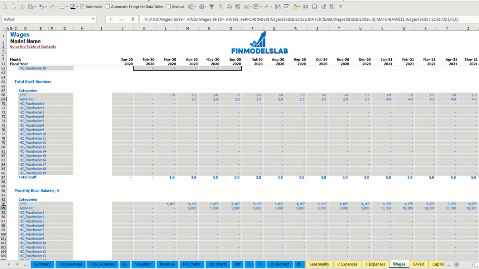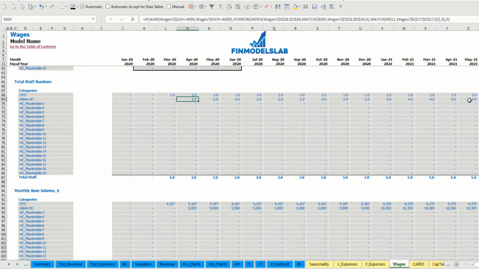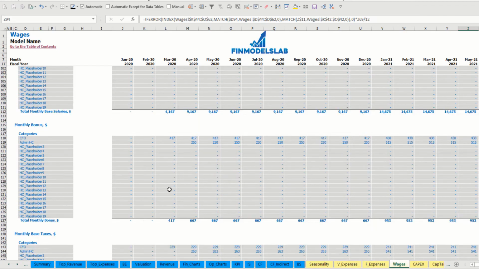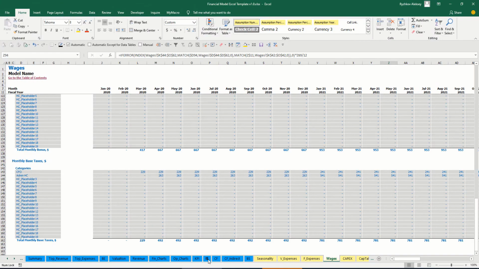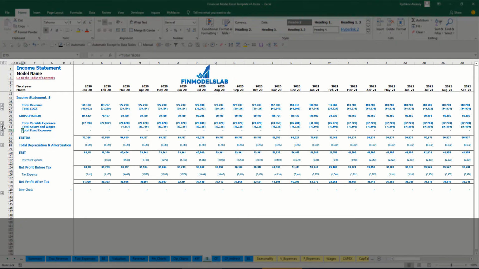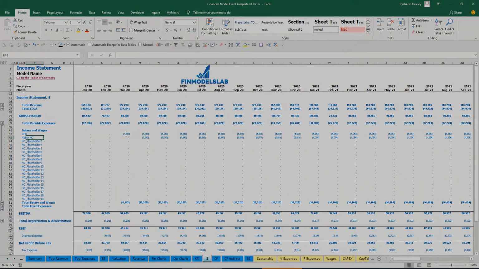Again, calculation of salaries for these headcounts, calculation of bonuses, and calculation of monthly payroll taxes. You may see in the income statement the total salaries and wages, and here you may see the total amount of bonuses, payroll taxes, and wages for these headcounts.